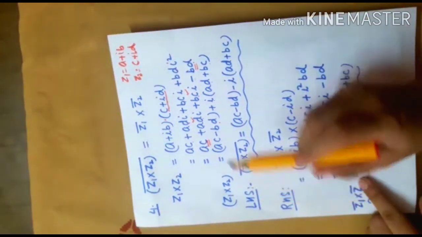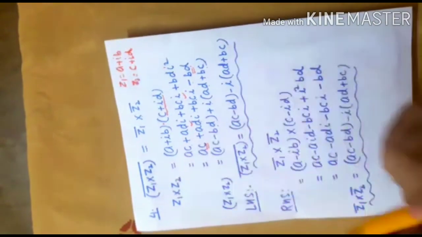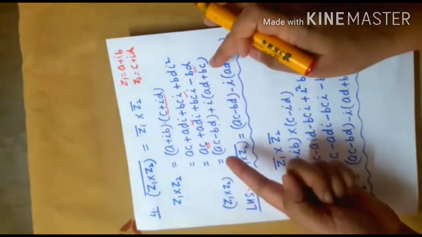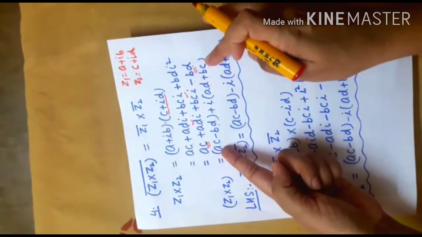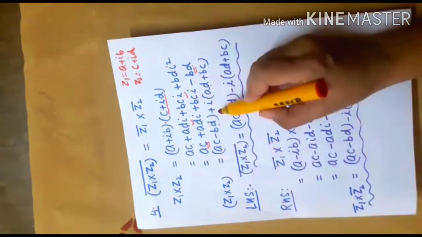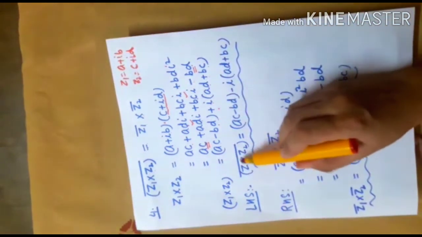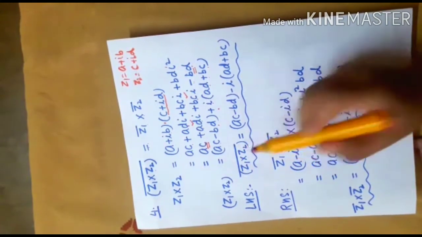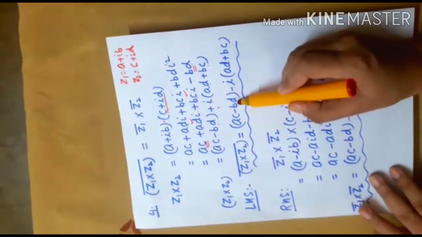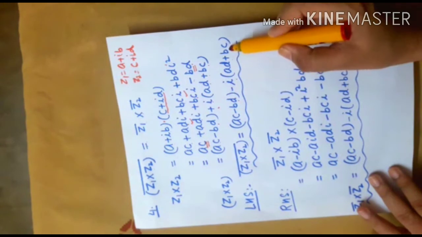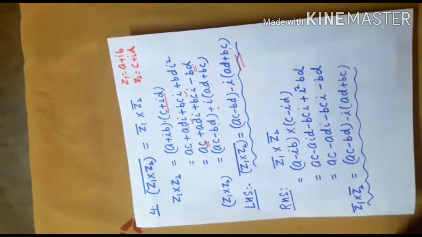Now left hand side, it is the conjugate of Z1 into Z2. So this is Z1 into Z2. I need to compute its conjugate, so I'll change this sign. So conjugate of Z1 into Z2 will be AC minus BD minus iota (AD plus BC). This is the left hand side.